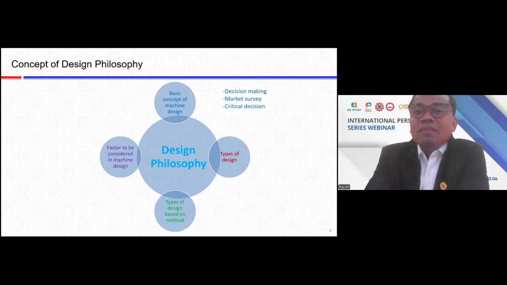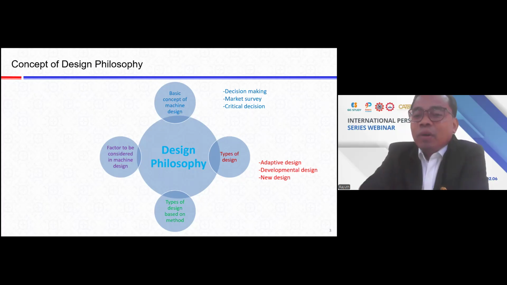In machine design we look at only 3 points. The first point is decision making, the second is market survey, and the third is critical decision. This is the main point of the basic concept before we start to do a new product or new concept design.